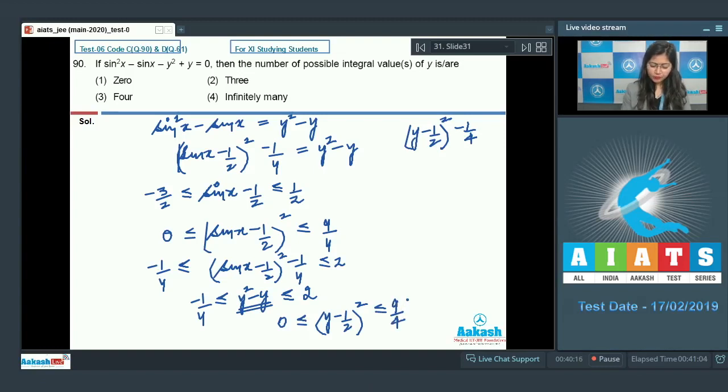Now we have to find the number of possible integral values of y. So from here we can see that y can either be equal to minus 1, it can be equal to 0, it can be equal to 1, it can be equal to 2. So these 4 are the only possible values of y from here. Hence we can say that number of possible integral values of y is 4. That is correct answer is option number 3.